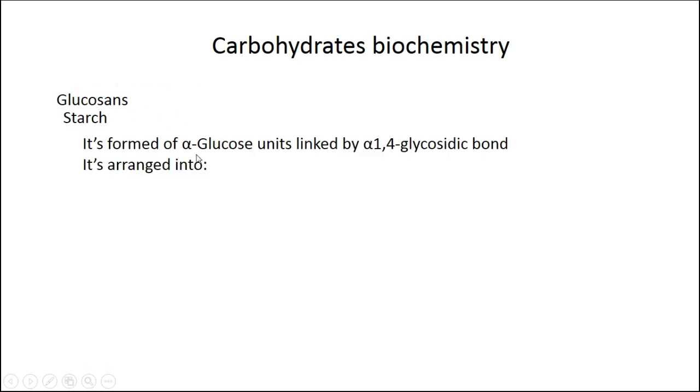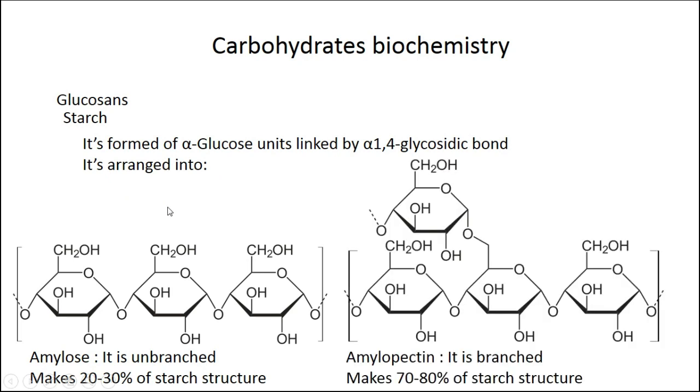And the starch is formed of alpha glucose units linked by alpha 1,4 glycosidic bonds. It is arranged into two structures. The first one is the amylose and the second one is the amylopectin. The amylose is unbranched and the amylopectin is branched.